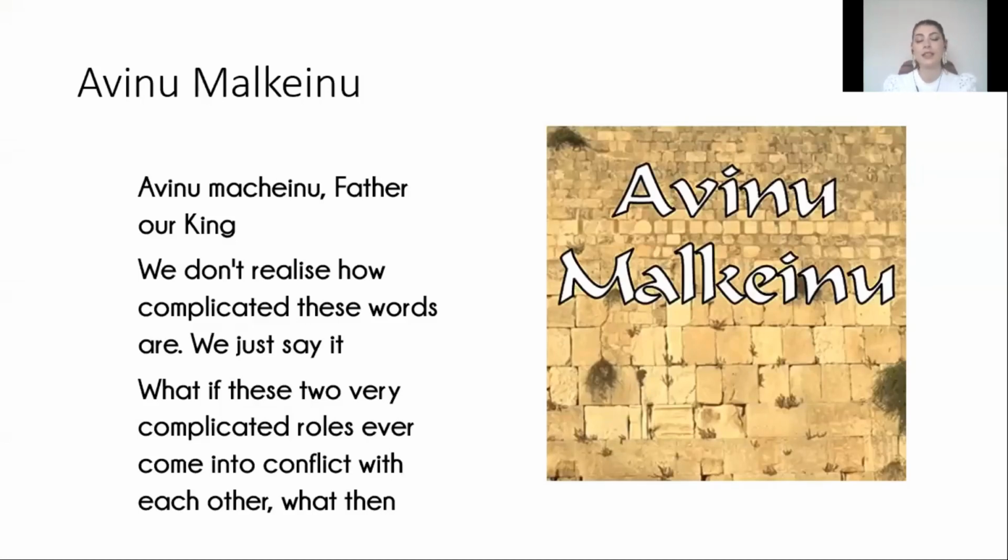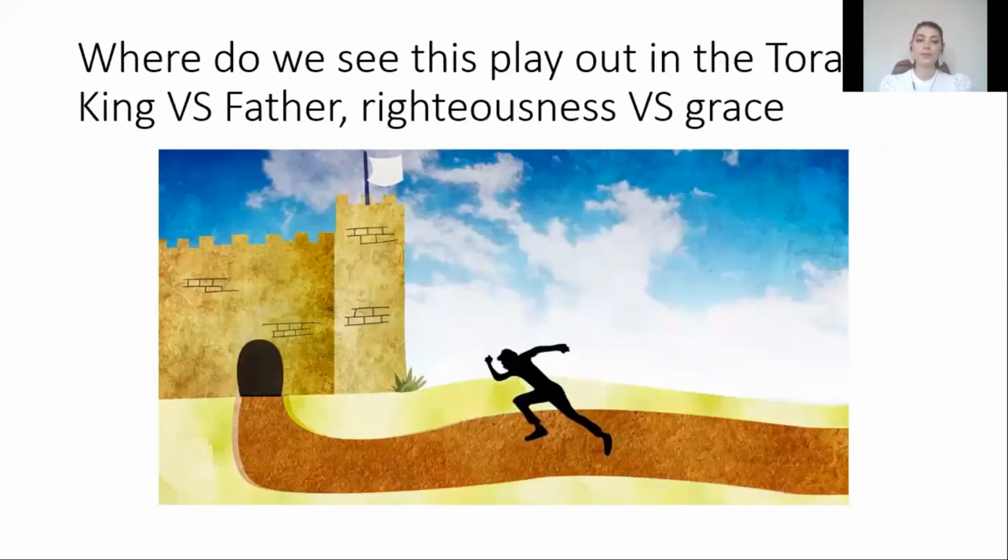So Avinu Malkeinu is the Hebrew word for our Father, our King. And we don't realize how complicated these words are. We just say it. We just say, oh, Father, our King, Avinu Malkeinu, and we think we understand what it means. But it's complicated. Because what if these two very complicated roles that God is playing as ruler and judge comes in conflict with God the Father and the Father's heart? What then? And so we see the Torah does speak about it. It does teach us what happens when Father and King comes into conflict of each other. What happens when righteousness and grace sort of bump heads, right?